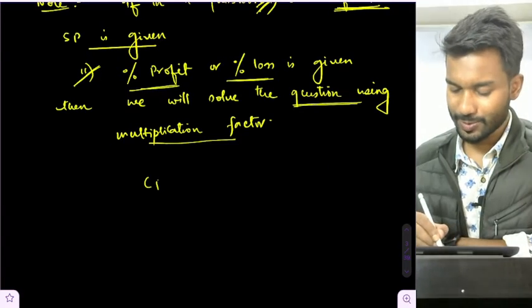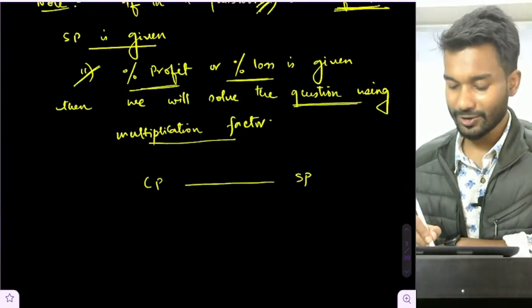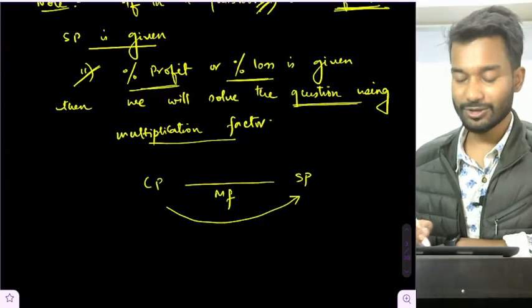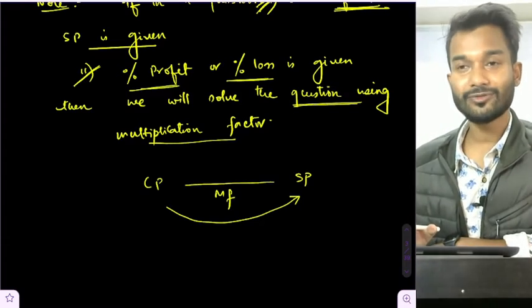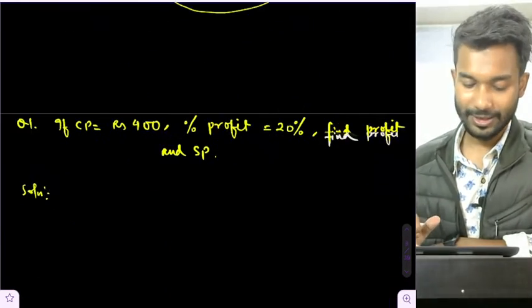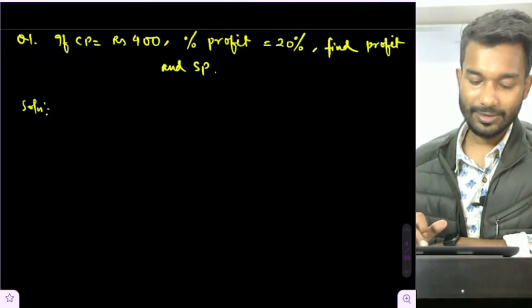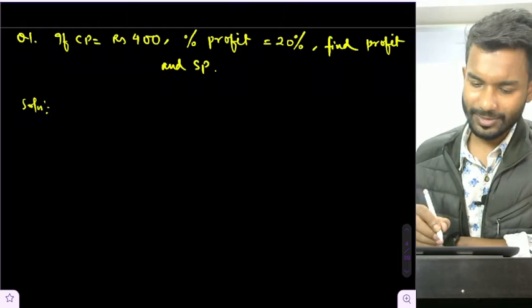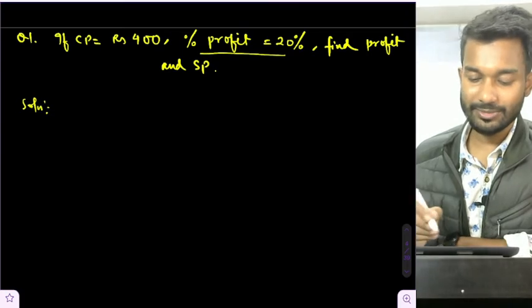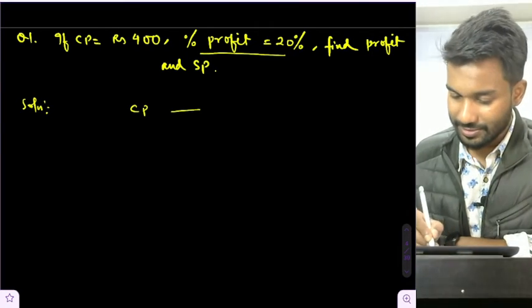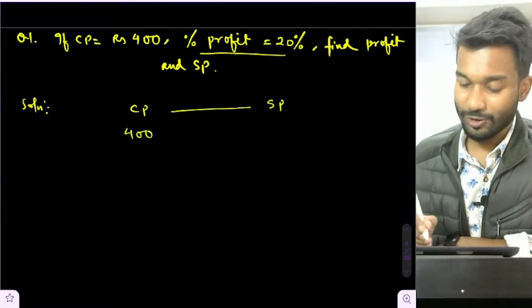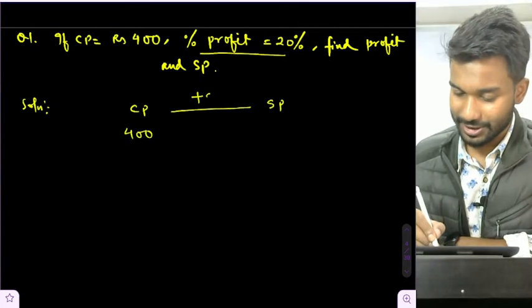What we'll write? We'll write cost price this side, we'll write selling price this side, and we'll find out the multiplication factor. Depending on which direction we need to go, forward or backward, we'll solve it. I have explained multiplication factor in the percentage chapter, and now I'll use this concept in this chapter. Now question number 1. What is given? If cost price is rupees 400, percentage profit is 20%. Both conditions are satisfied, percentage profit is given, cost price is given. So I'll write cost price this side, and selling price this side. Cost price is 400. Profit we represent by plus 20%.